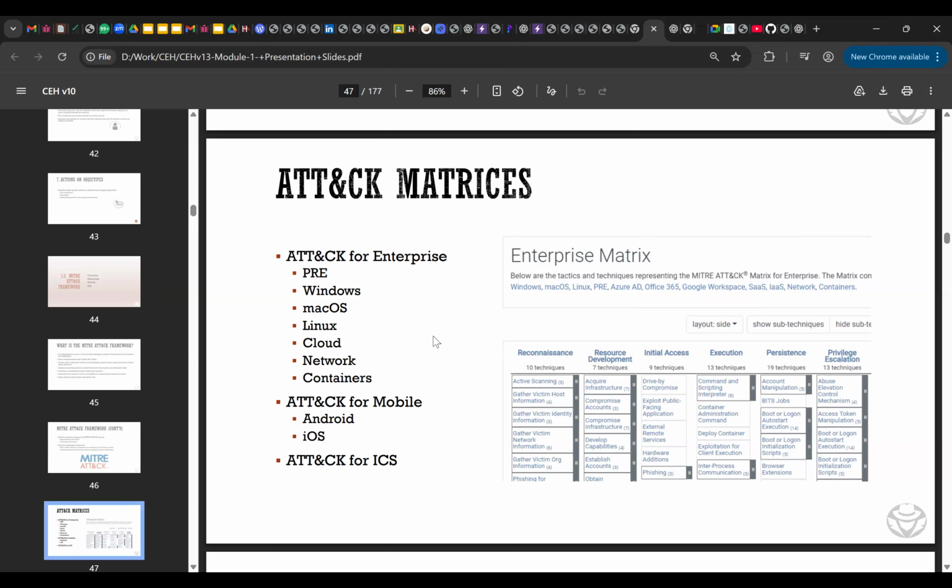Now this attack matrix is for the enterprise. There could be different operating systems, different cloud containers, and networking. This is also applicable to mobile devices or mobile applications as well, and to industrial control systems as well.